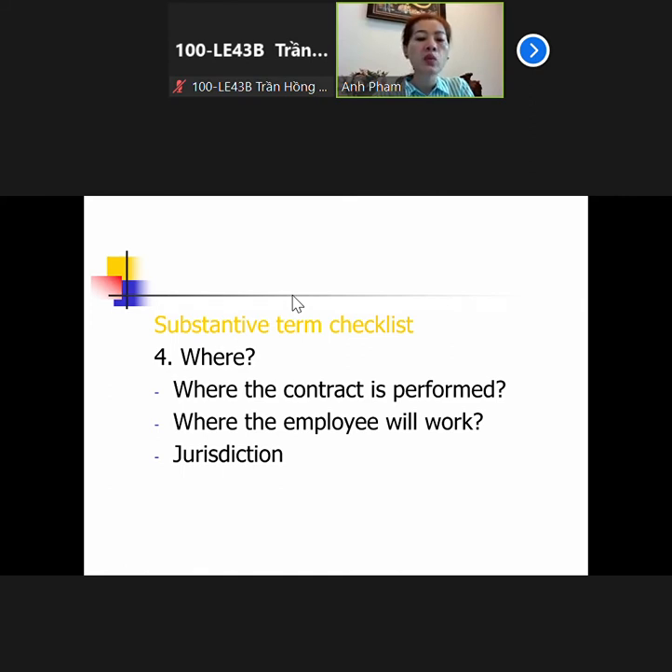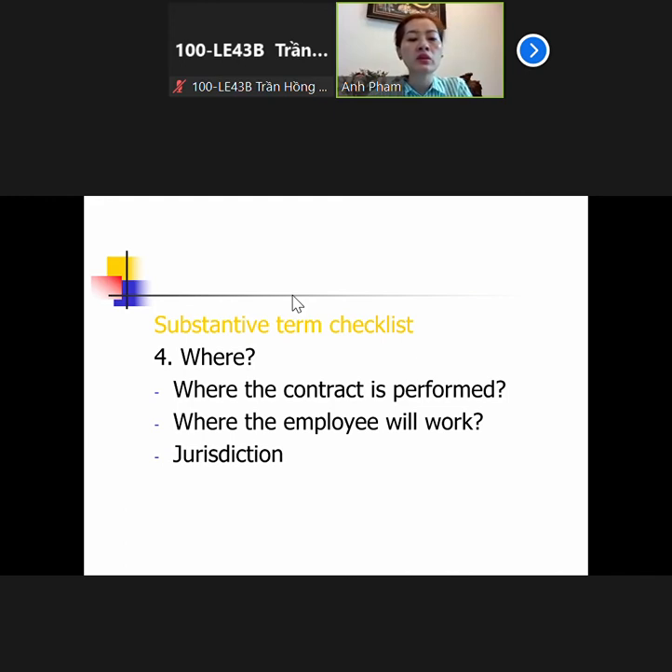right? And for where the employee will work, if it is in the labor contract, the head office is in District 1, and you enter into the contract with the company at the head office, but then they have a lot of branches around the city, then they may ask the employee to work in District 10, District 11, right? And in the contract, we should clearly define where the employee will work, right?